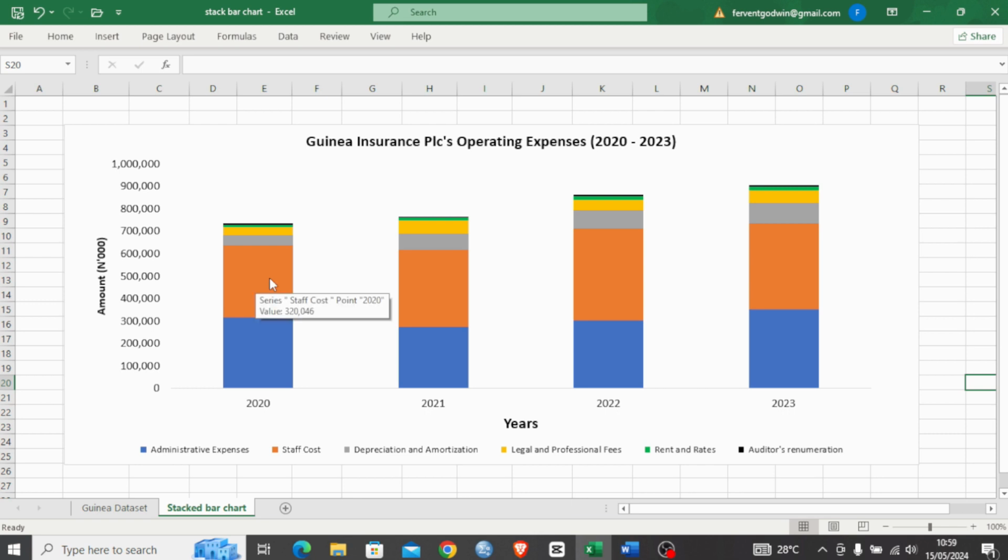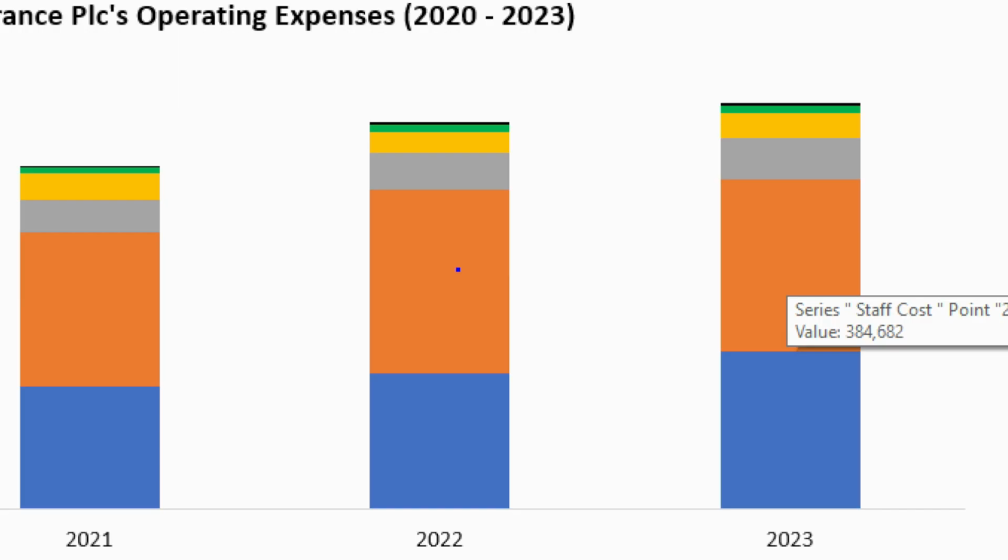I think there was a slight difference between the staff cost in 2022 and 2023. If we observe, we'll see that the staff cost in 2022 was more than the staff cost for 2023. Let's see what happened in the data. How did that come about?